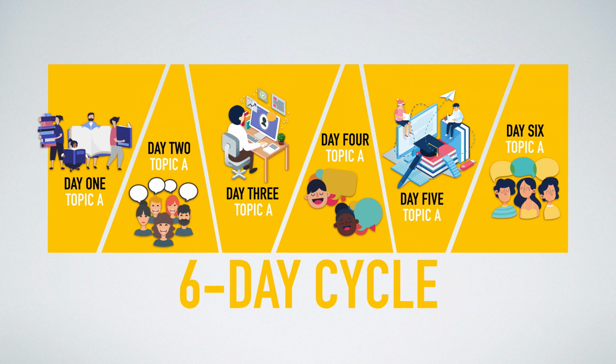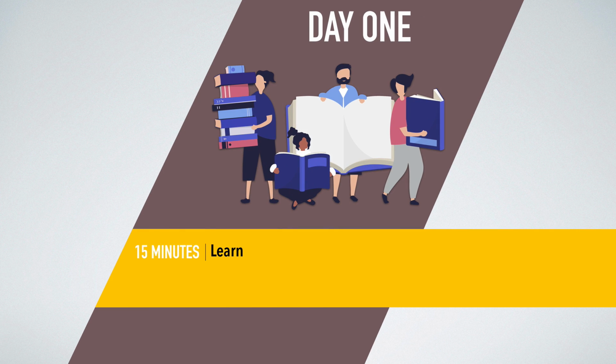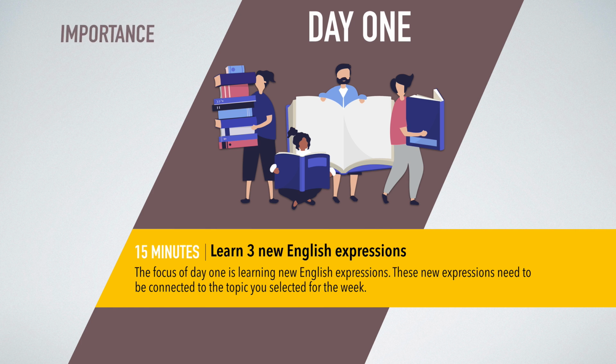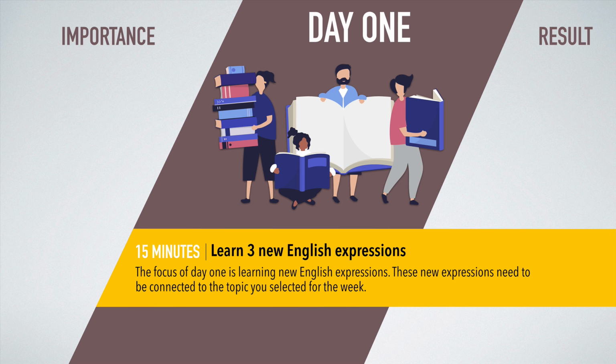So, let's go right back to our previous screen, the 6-day cycle. Now, you'll notice that it says topic A for each part of this cycle. What you're going to do first is pick one topic for this cycle. So, let's look at day 1, okay? 15 minutes. You're going to learn 3 new English expressions. The focus of day 1 is learning new English expressions. These new expressions need to be connected to the topic you selected for the week.